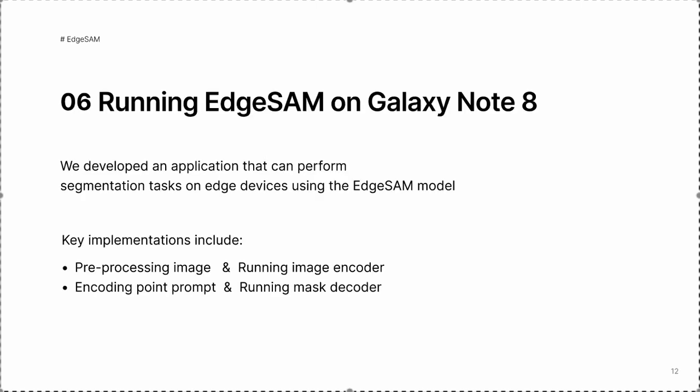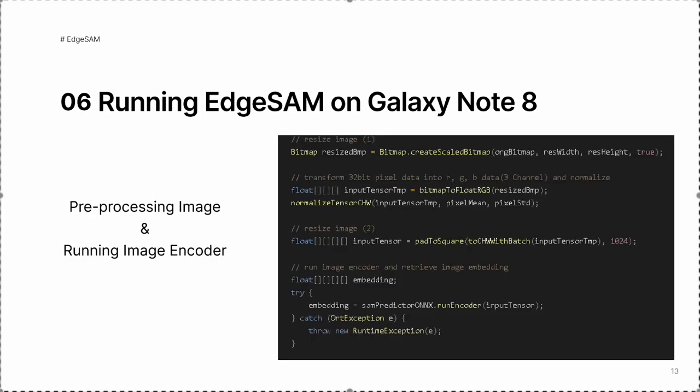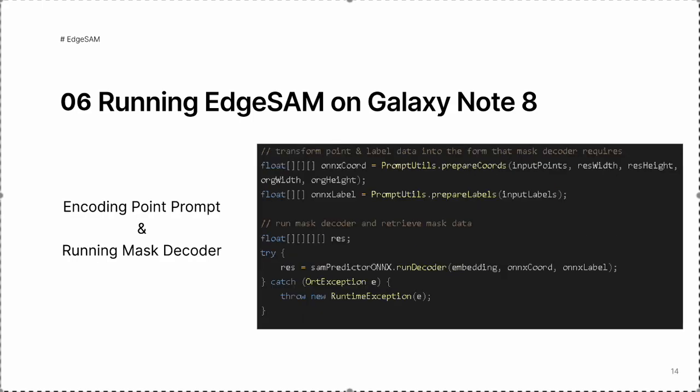Since a web demonstration already exists, we developed our own application that runs on Android devices. The main features we implemented are shown on this slide. Here is the code showing how we pre-processed the image and passed it into the image encoder. And this is how we encoded point prompts and passed them into the mask decoder.